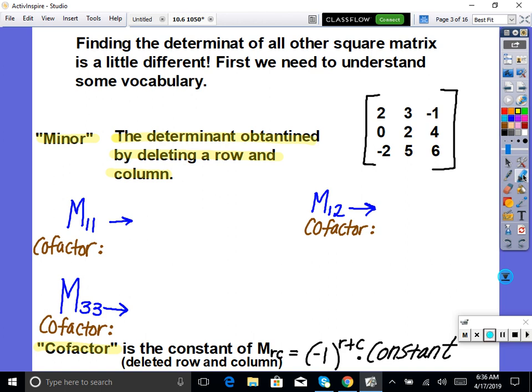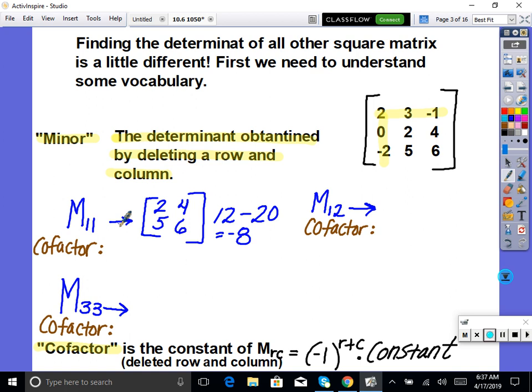So I'm going to highlight what we're deleting. We're deleting row 1 and we're deleting column 1. If we delete the highlighted portion, do you see how that leaves us with this minor 2 by 2 matrix? Now we can find the determinant of this minor matrix. We know it's 2 times 6, which is 12, minus 5 times 4, which is 20. So then we would get negative 8. That would be the determinant of our minor matrix.